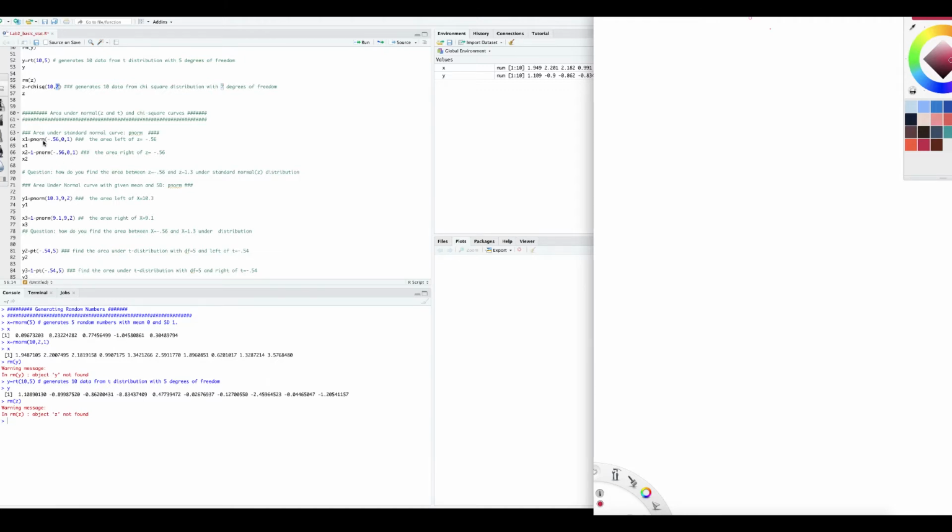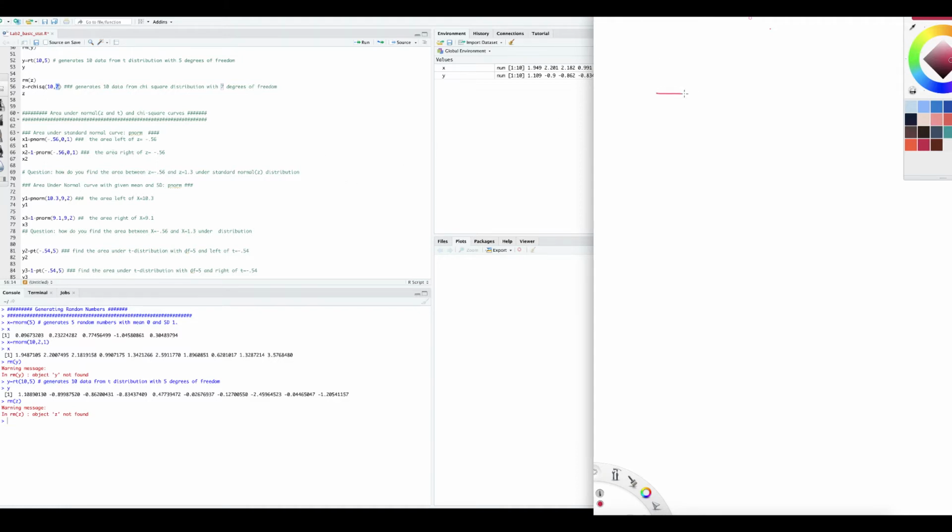If you want to find the area under a standard normal curve, we use pnorm. Area under a normal curve, we use pnorm. And pnorm always finds the area to the left of that value.